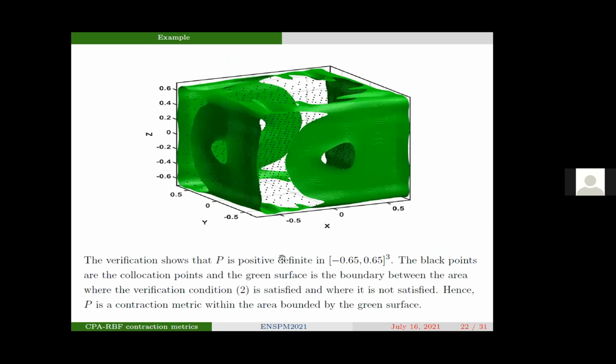Now, for the whole area you are seeing, the positive definiteness is satisfied, so you don't see any problem here about that. The black dots you see are the set of collocation points, and the green surface you are looking at is the boundary for the area where the second condition, negative definiteness, is not satisfied. So inside this area, we would have both conditions, positive definiteness of P and negative definiteness of FP, satisfied.